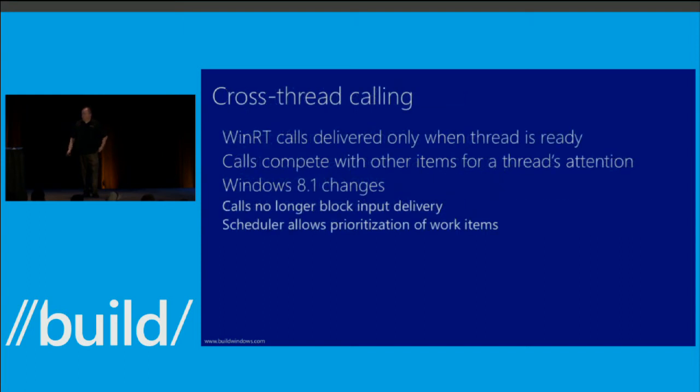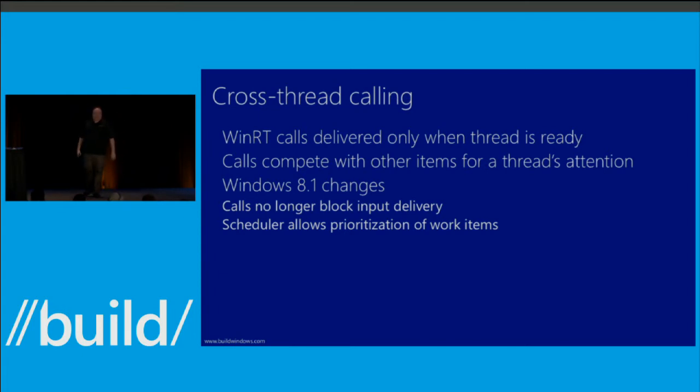OK. So there's a bunch of really fascinating deep changes in Windows 8.1 to do with cross-thread calling. And I don't have time to go into them in great detail because I'm down to a few minutes left. But essentially, cross-thread calls compete with other things for attention. Like when you have a UI thread, because it can only do one thing at once, it can't simultaneously process a call and process a mouse message and process other things. It can only do one of those things at once, and so it does them in a sequence.